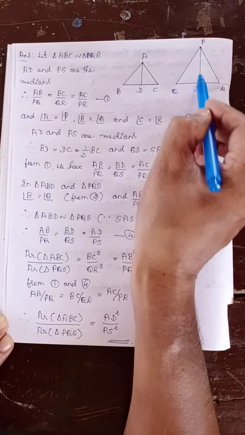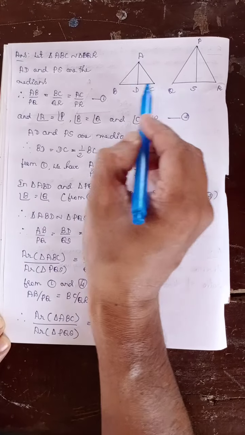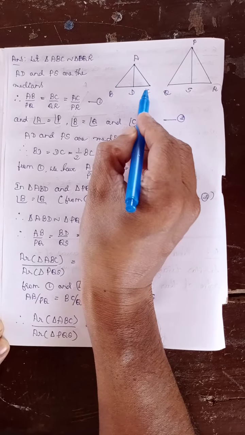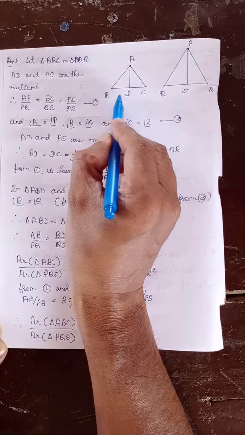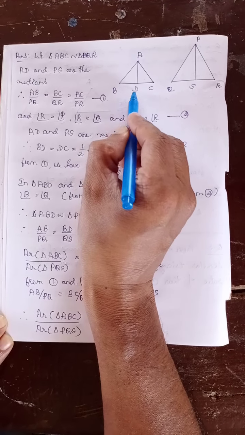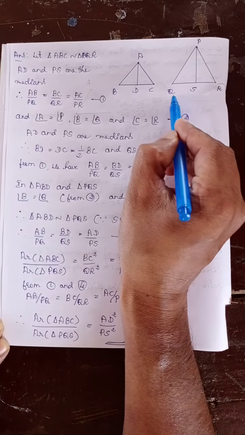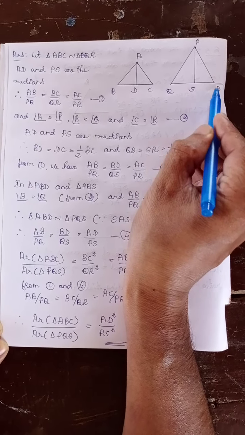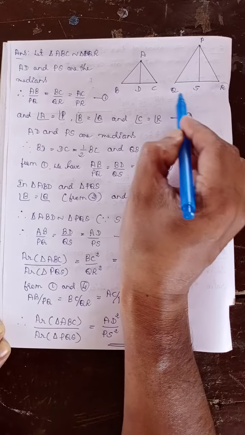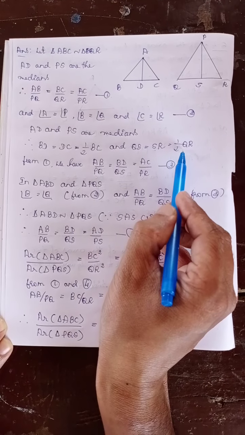Here AD and PS are the medians. Therefore the median divides this side into two halves. Hence BD is equal to DC, and both will be half of the side BC. Similarly here QS is equal to SR, and both are half of QR. That we have written here.